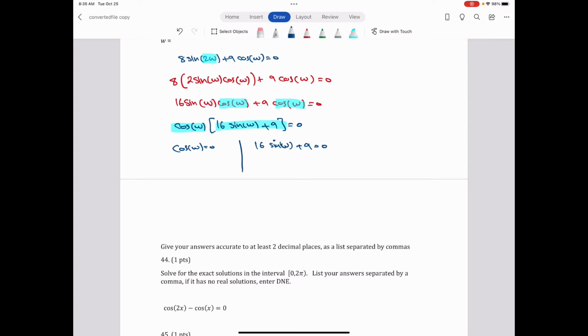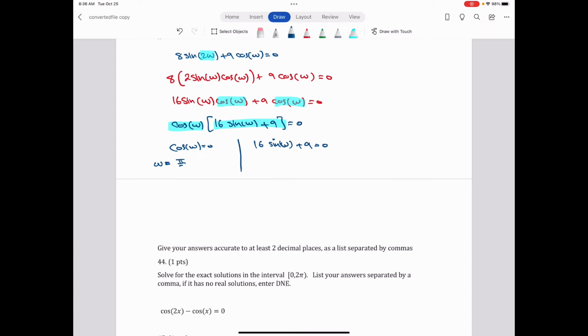We know that the angle w such that cosine of that angle is equal to 0 happens at pi over 2 and 3 pi over 2. Pi over 2 and 3 pi over 2. And then I will solve the next one by subtracting 9 from both sides of the equation. I would get 16 sine w equals -9. Now divide by 16 on both sides of the equation. I will get sine w equals -9 over 16.